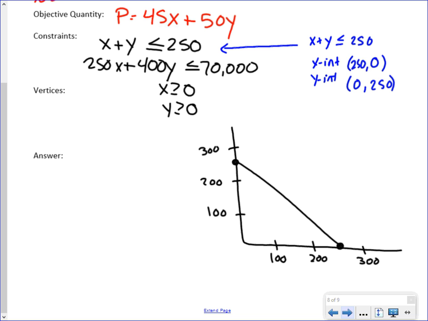Now, where would you be shading? Below. You could do a test point for this one. Maybe test 0, 0. 0 plus 0 is less than or equal to 250. True or false? True. So you should shade in the direction of 0, 0, which would be forming that right triangle. Now, let's do that other equation, and somebody's going to have to pull out a calculator for us. We're going to do our x-intercept and our y-intercept again.